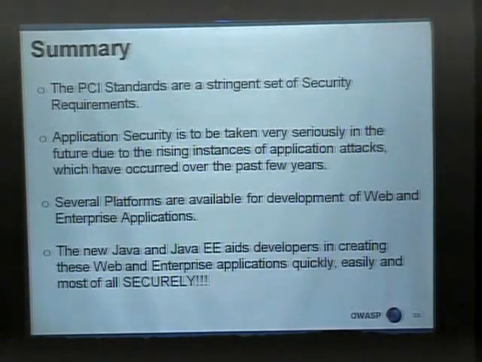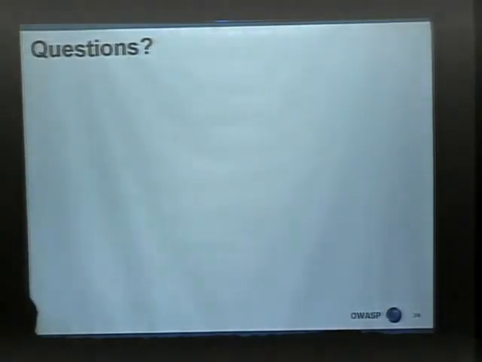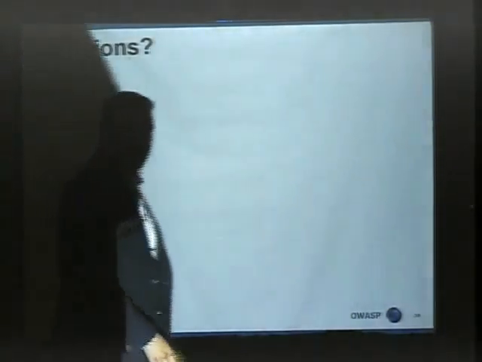As I said, we have already started using the new Java EE way of creating applications for different types of industry. That includes retail, healthcare, banking, insurance, and so on and so forth. With this, thank you. Any questions? Any questions on either PCI or?